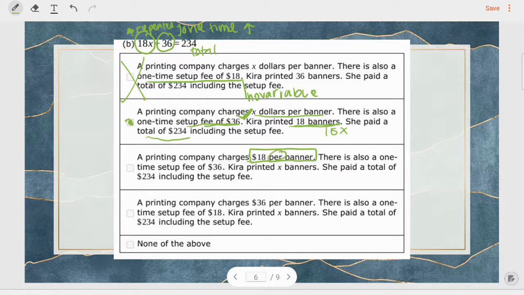A printing company charges $18 per banner. There's that word per, 18x. Great. There's also a one-time setup fee of $36. Yes, working out so far. Kira printed X banners. She paid a total of $234. That works out too, and that's a winner equation. A printing company charges $36 per banner. That's 36x. Does that match my equation? Nope, 36 should not have a variable by it, and so that one's out.